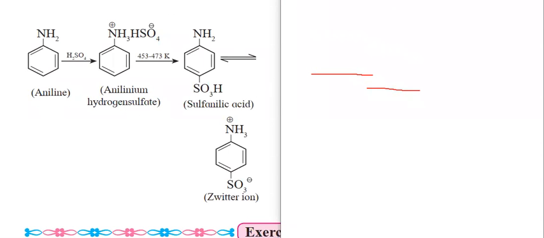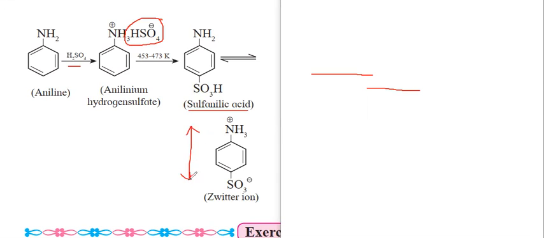See, this is the reaction. See what happens. This is our aniline. It is treated with H2SO4. First it forms anilinium hydrogen sulfate. Now see what happens. This amino group gets protected, and then there is a sulfonation at the para position. After some time that group gets removed, and it forms a zwitter ion.